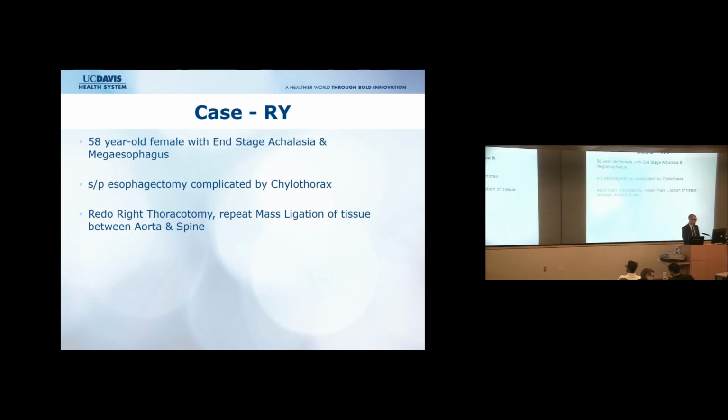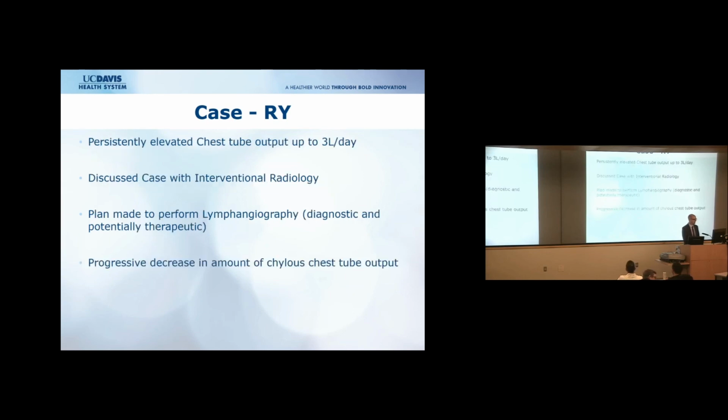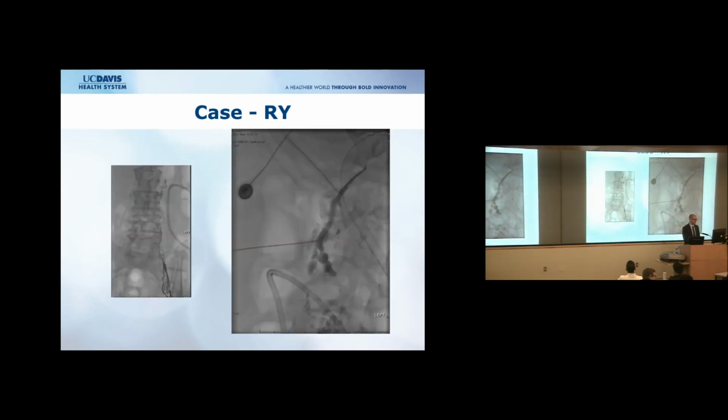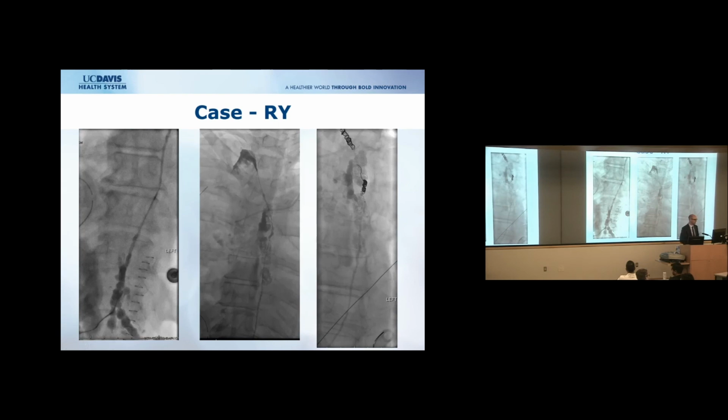We did intervene on her operatively within the first few days, with repeated mass ligation of tissue between the aorta and spine, but unfortunately she had variant anatomy and this was unsuccessful. So again, we discussed this with interventional radiology. They did a similar technique. This was a little bit better anatomy. You can see that the access of this cisterna chyli was a little bit easier in this case, and they were able to do a similar intervention.